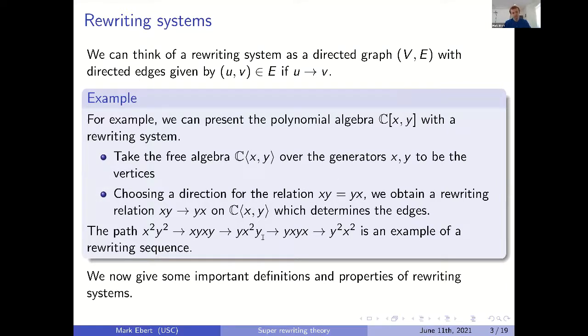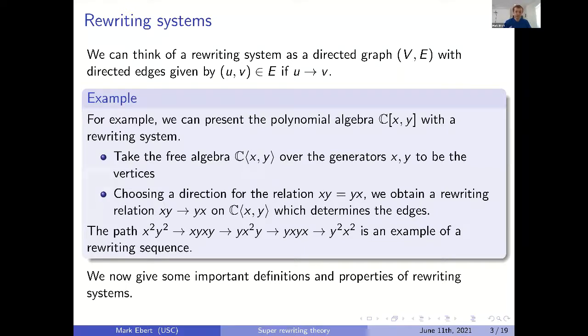And we can see an example of a rewriting sequence here. So we have x squared y squared. We apply the rewriting rule to the first instance of xy, so we get y x squared y. And then we apply the rewriting rule two more times, and then we get to y squared x squared. So this path in the directed graph is a rewriting sequence.